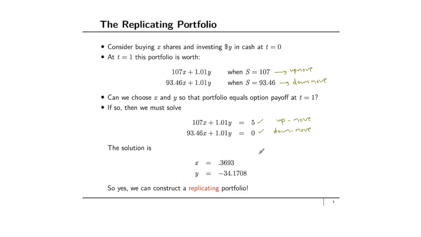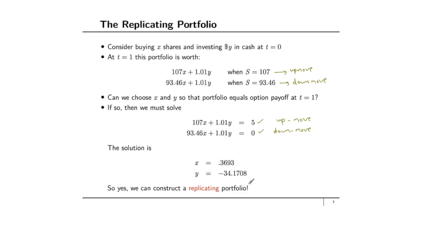Now, if you look at this, this, of course, is just two linear equations in two unknowns. It's easy to solve. If you do, you'll find that X equals 0.3693 and Y equals minus 34.1708. So what we've actually done at this point, very simple, is construct a replicating portfolio. We've constructed a portfolio which invests at time zero in the stock and in the cash account.